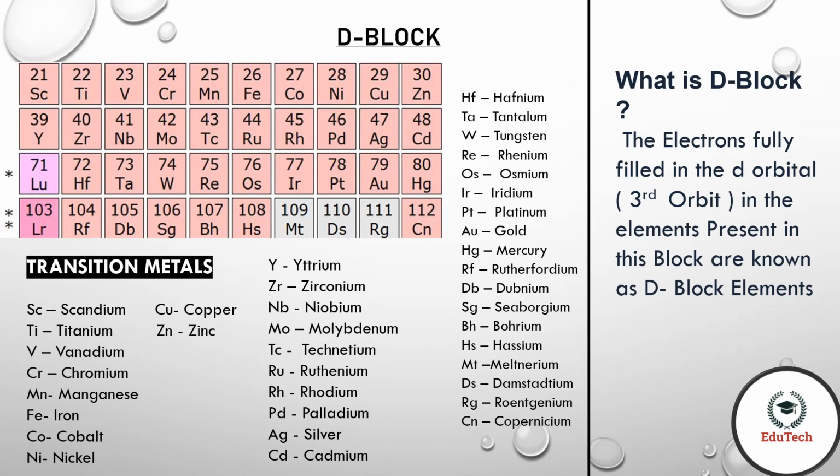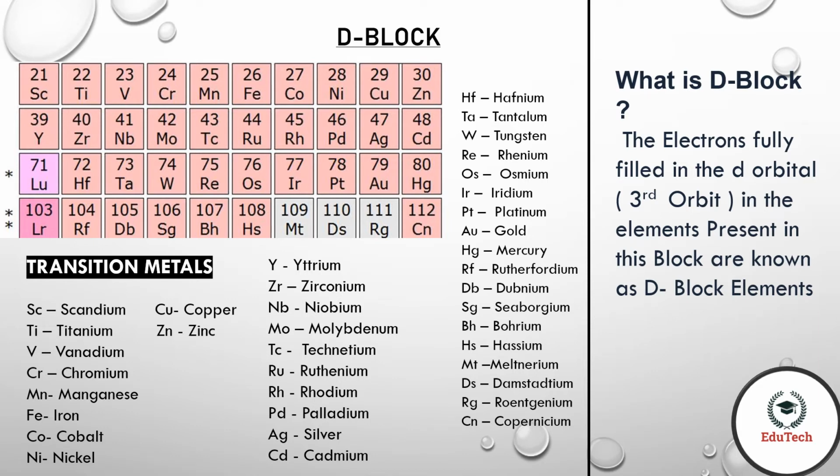We can see the elements now: scandium, titanium, vanadium, chromium, manganese, iron, cobalt, nickel, copper, zinc, yttrium, zirconium, niobium, molybdenum, technetium, ruthenium, rhodium, palladium, silver, cadmium, hafnium, tantalum, tungsten, rhenium, osmium, iridium, platinum, gold, mercury, rutherfordium, dubnium, seaborgium, bohrium, hassium, meitnerium, darmstadtium, roentgenium, and at last copernicium. These are the elements in the D block.